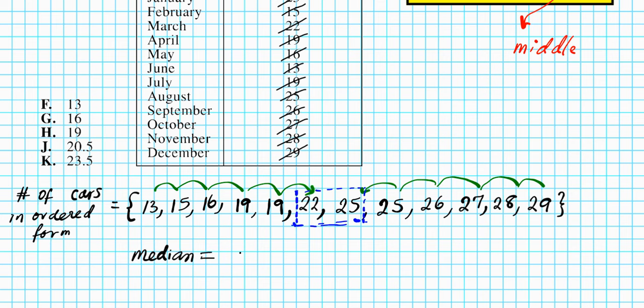So the median is going to be 22 plus 25 divided by 2. Okay, so that gives us 47 over 2. I wrote 42, sorry about that. Okay, 47 over 2, which is 23.5. That's your median. Okay, answer is option letter K.